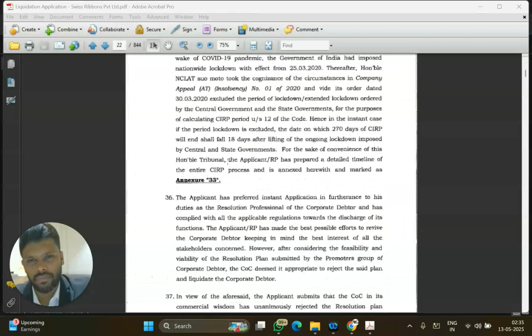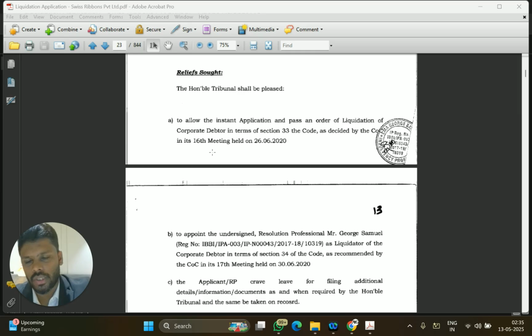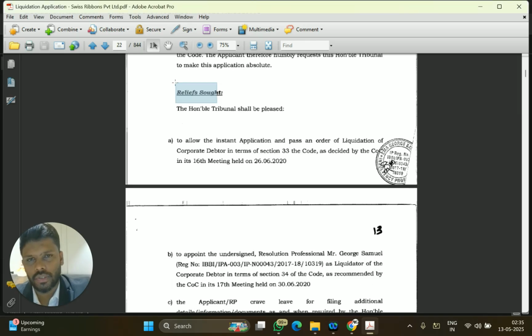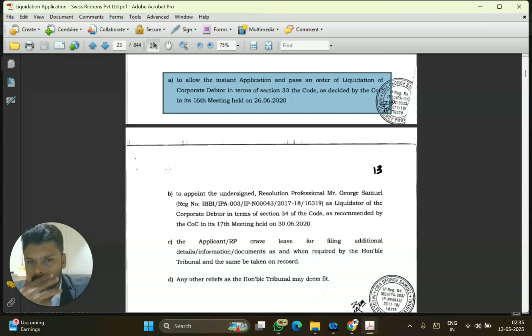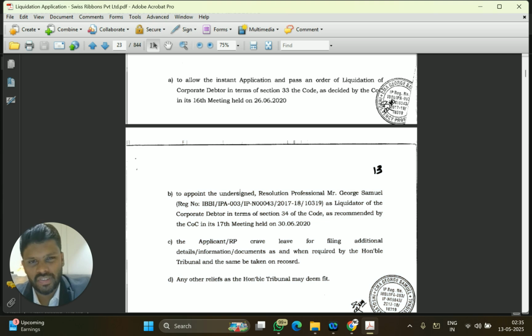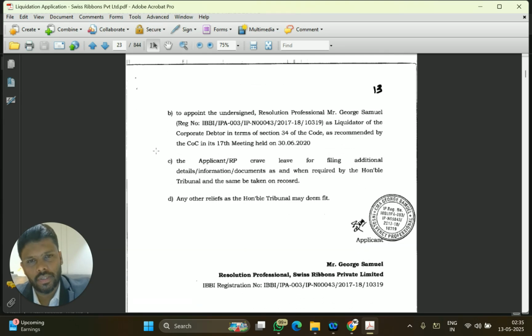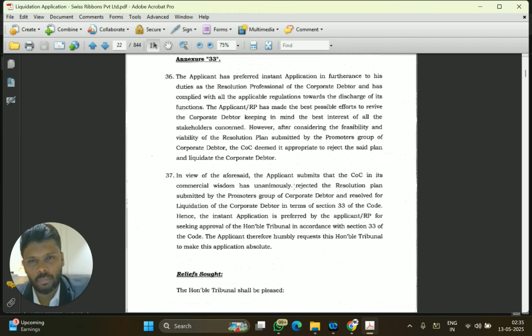So this is the detailed application that we had drafted. I'll take you through the entire contents of the application. This is the last part, reliefs. If you see under reliefs, what reliefs are we praying for in this application? To allow the instant application and pass an order of liquidation of the corporate debtor in terms of section 33 of the code, I've shown you what section 33 says, as decided by the COC in its 16th meeting held on so and so. Prayer number 2, to appoint the undersigned resolution professional Mr. George Samuel, registration number so and so, as liquidator of the corporate debtor in terms of section 34 of the code, as recommended by the COC in its 17th meeting. And then crave leave to file any additional documents if required by the tribunal.